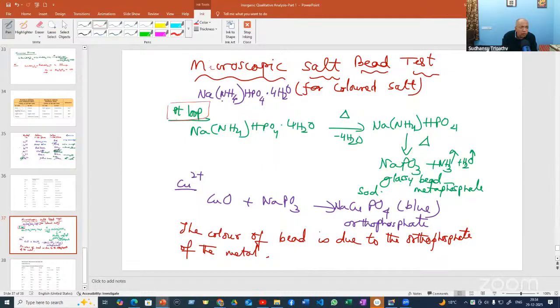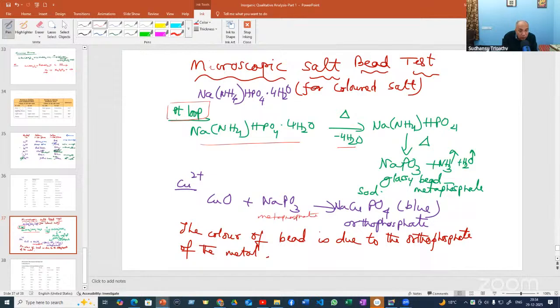Platinum loop, you take a lot of this microcosmic salt, prepare a glassy bead. How is a glassy bead produced? The microcosmic salt is heated, four water goes, and then further heated, it gives sodium metaphosphate, NaPO3, PO3 1 minus, not 3 minus or 2 minus, plus ammonia plus water. So the glassy bead is due to sodium metaphosphate. But when a colored salt is heated with that glassy bead, then oxide is formed, then sodium metaphosphate reacts to produce, interestingly, the product is not metaphosphate, it is orthophosphate.